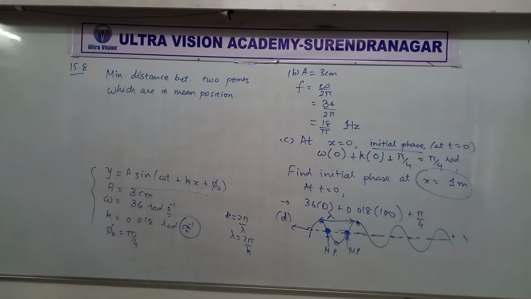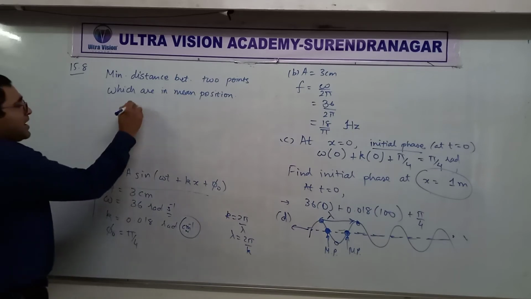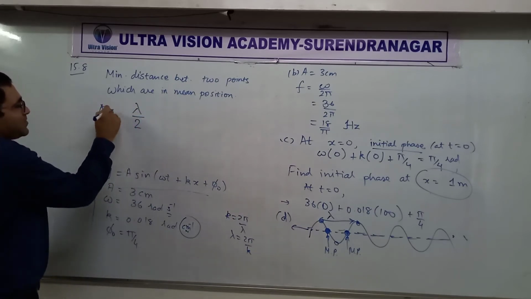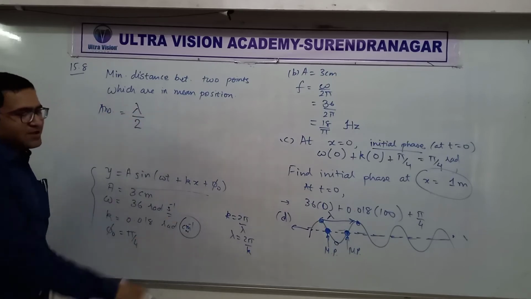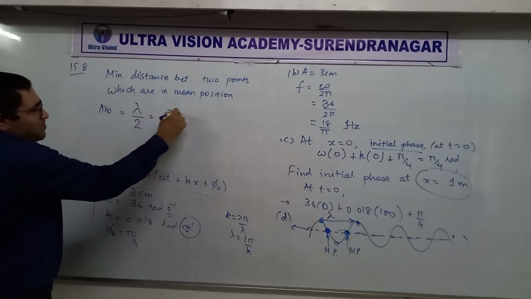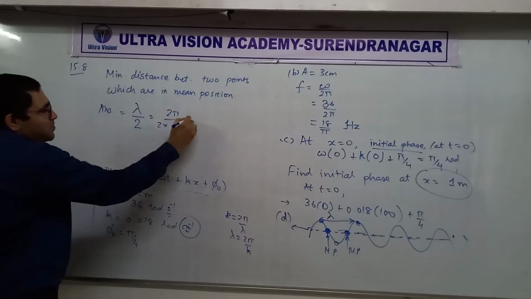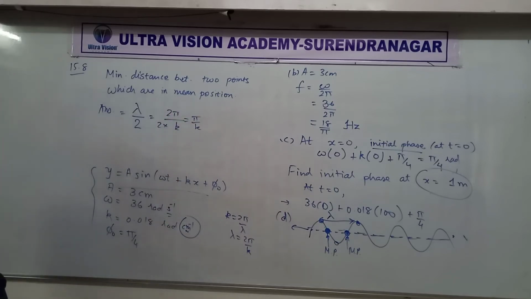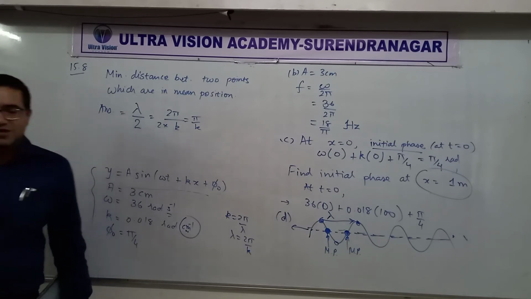Of course. Yes, lambda by 2. Understood? The answer will be lambda by 2, and then you can simplify it. Lambda by 2 can be written as 2 pi by k, divided by 2. So pi by k, you can put this value and do whatever calculation you want. Understood everything?